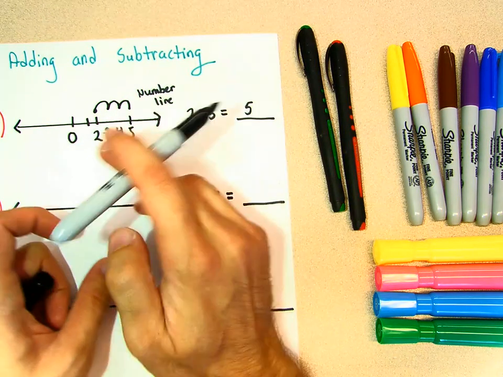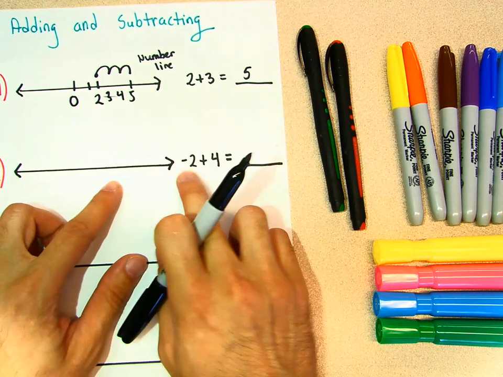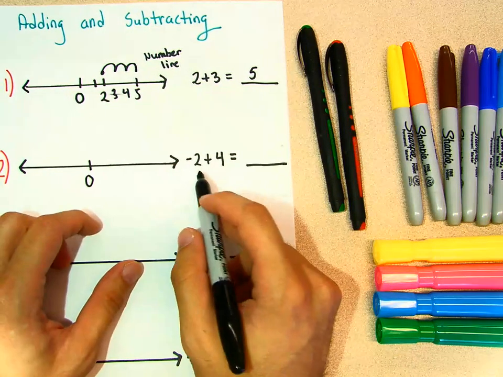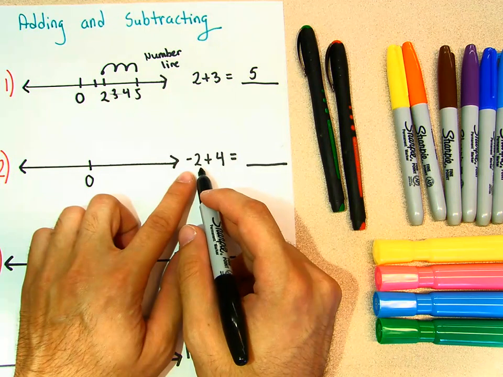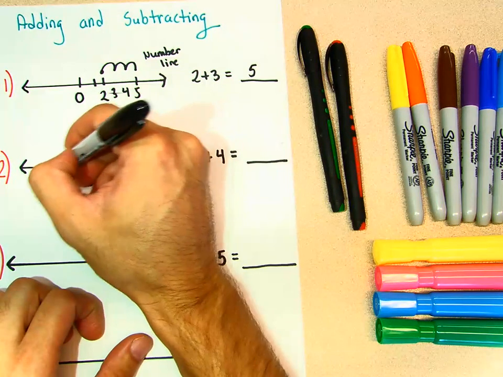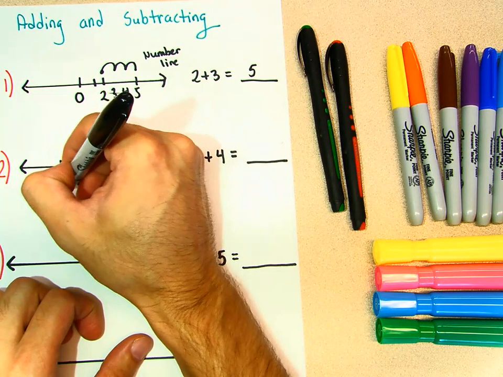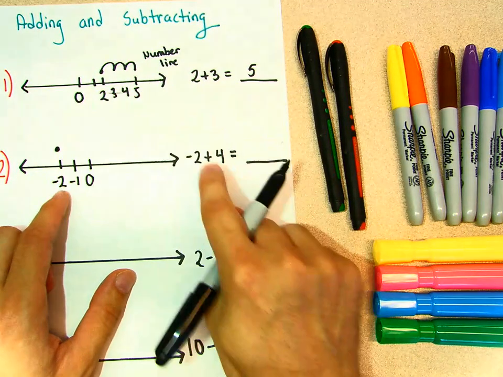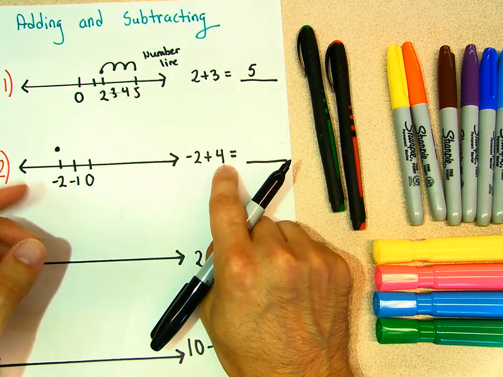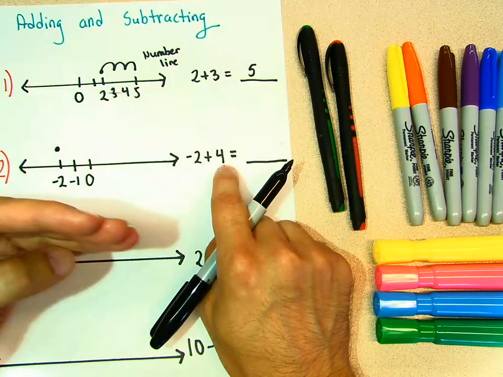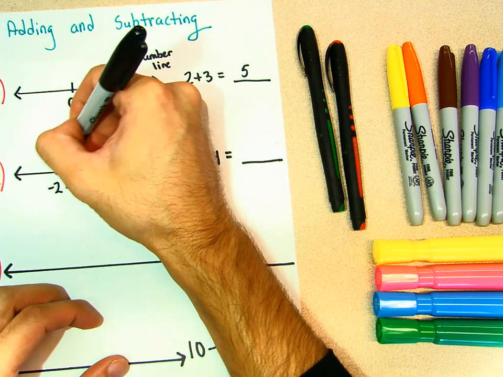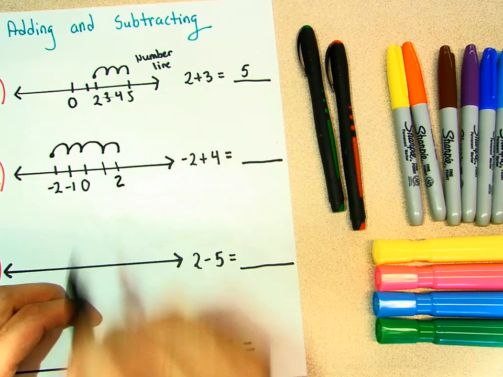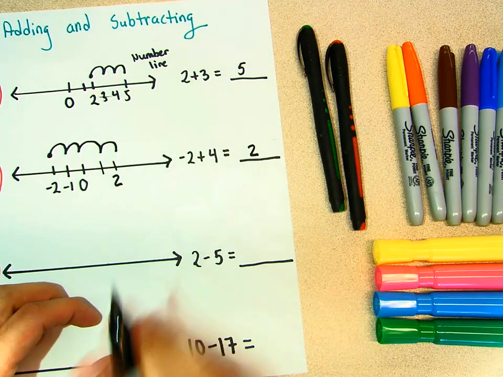Okay? Let's look at this one. Negative 2 plus 4. You always start at 0, right? Now where is negative 2? Negative 2 is here, so this is negative 1, negative 2, right? I start at negative 2, I'm over here. Now this is plus 4, so where am I going? I'm going 4 to the right. So this is 1, 2, 3, 4. So where am I? I'm at 2. So my answer is 2.